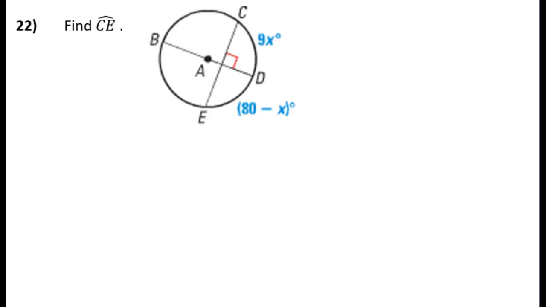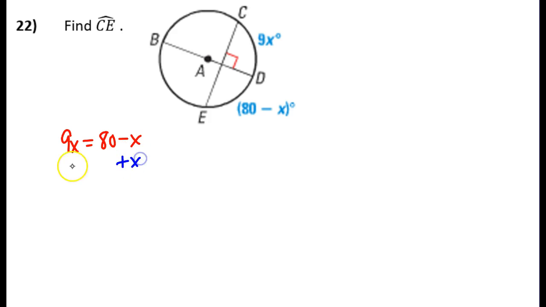Last problem, number 22, it says find the measure of arc CE. So notice I have a diameter and it's intersecting a chord. It forms a right angle. So that means that CD is congruent to ED. So I'm going to take 9x and set it equal to 80 minus x. And now I want to solve for x.